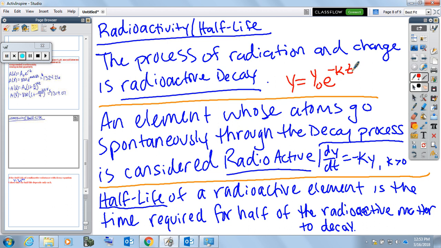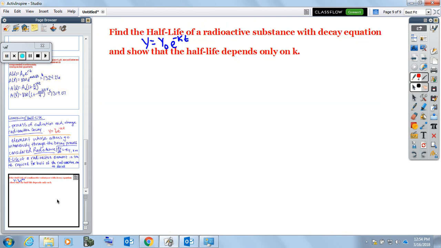The last little definition we're looking through is the half-life. The half-life of a radioactive element is the time required for half of the radioactive matter to actually decay. One more time: the half-life of a radioactive element is the time required for half of the radioactive matter to actually decay. So let's take a look at an example as to how to find the half-life and use some of these concepts in calculus.